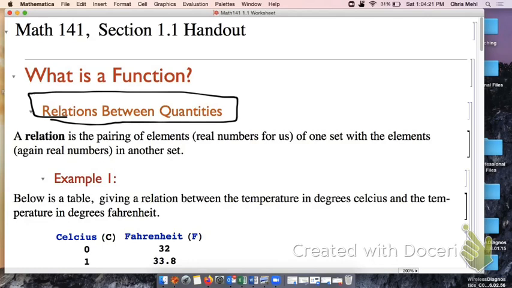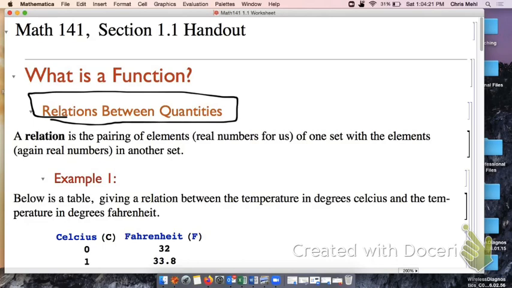A function is really just a special kind of relation. And it says below, if you read this, a relation is the pairing of elements, and again, most of the time for us, these are just going to be numbers. So it's the pairing from one set of numbers with the elements, again numbers, from another set. So you have two sets of numbers. A relation is any way of creating pairs of elements from each of the two sets. There's no other requirements. I would take one element in the first set, and then I just have to choose what I'm going to pair it with from the second set.